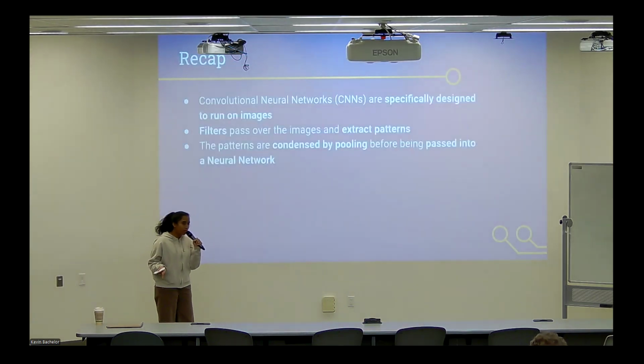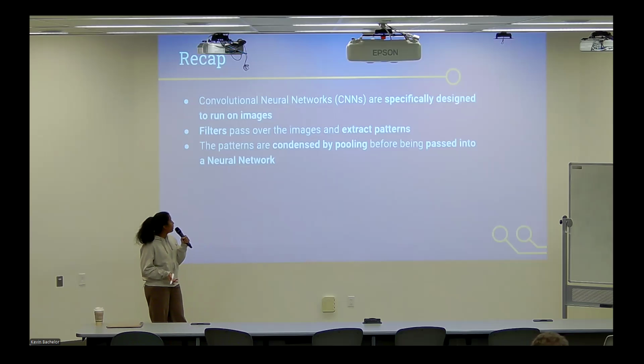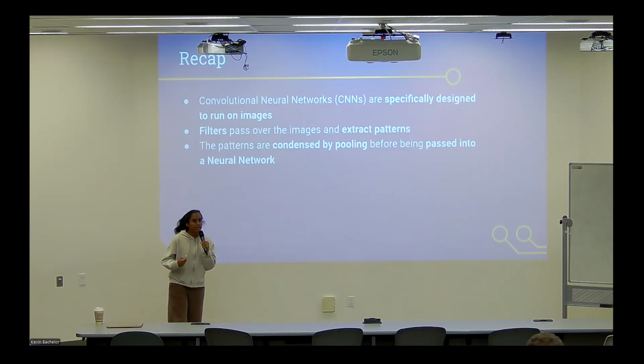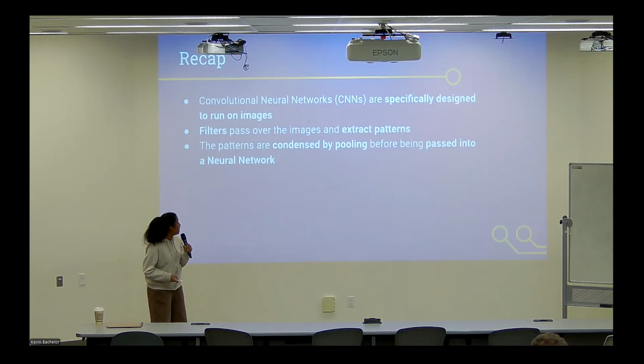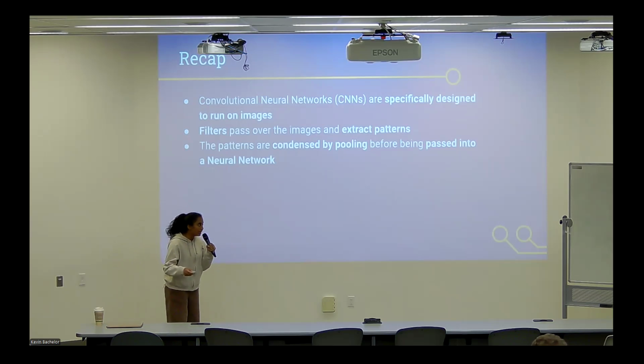So let's go over a quick recap of everything we went over today. A convolutional neural network is specifically designed to go through images and recognize what's in images, using the relations between pixels and patterns and finding features in the images. Filters pass over the images and extract patterns. So you're looking at patterns between pixels and trying to find out, is this a feature? Is this an ear? Is this an eye? And the patterns are condensed by pooling, right? You're squishing these layers of filters back into a 1D array so that you can input that into a neural network and finally get some output.